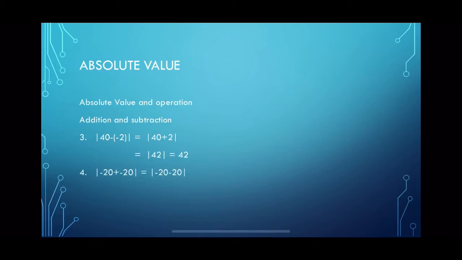Number 4, we have the absolute value of negative 20 plus negative 20. So this time, positive, negative. So unlike sign, it will become negative. So therefore, we will have absolute value of negative 20 minus 20. Therefore, negative 20 minus 20, it will become absolute value of negative 40. Then the absolute value of negative 40 is equal to 40.